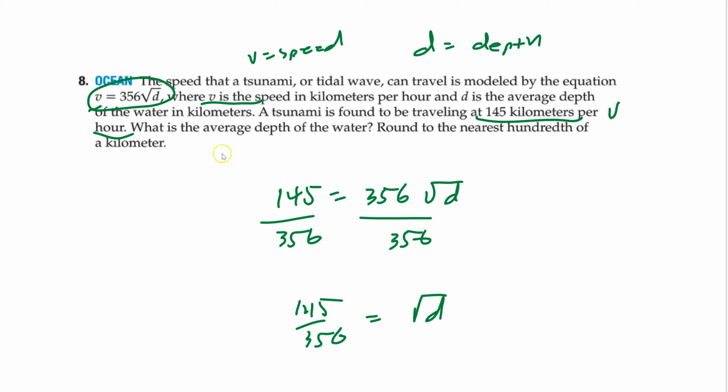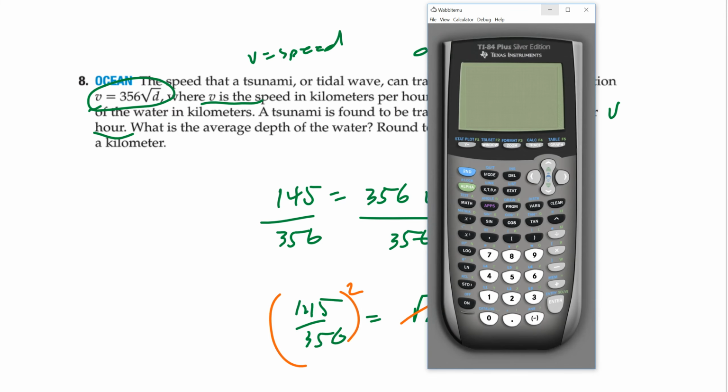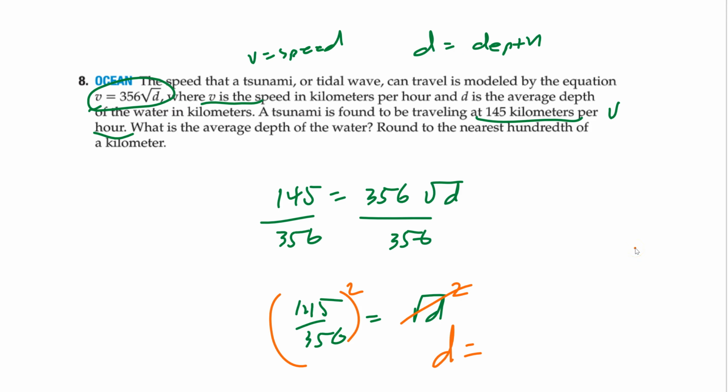And remember, the way we get rid of the square root is we square both sides. It's the opposite operation, so whatever that squared is our answer. I guess I need a calculator for that. That would be parentheses 145 divided by 356, squared. So about 0.166 kilometers. So that's an application problem.